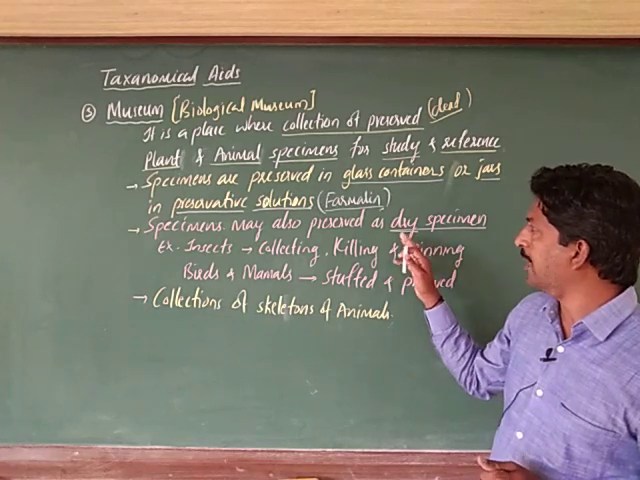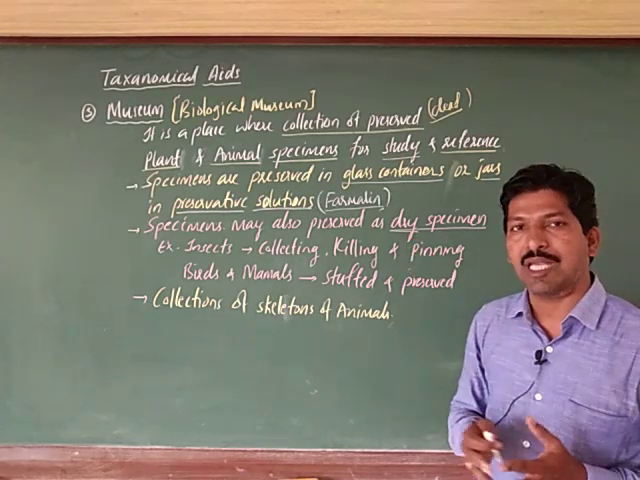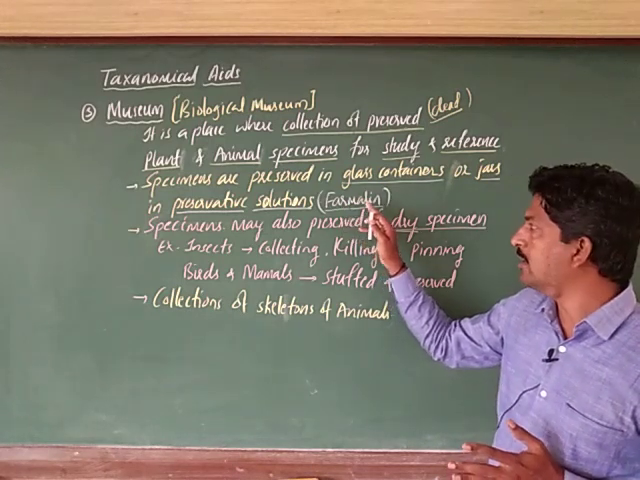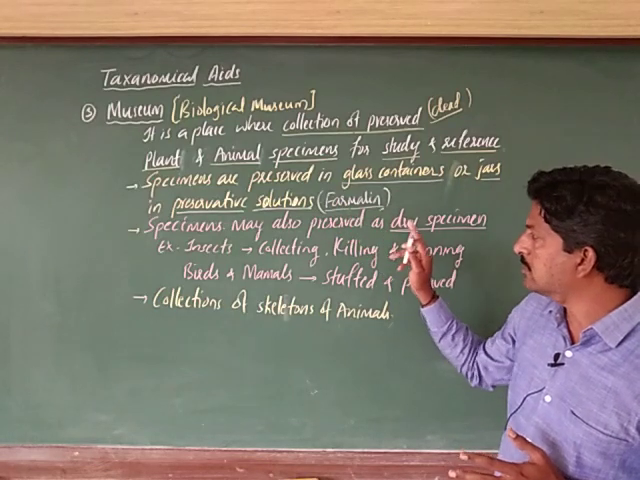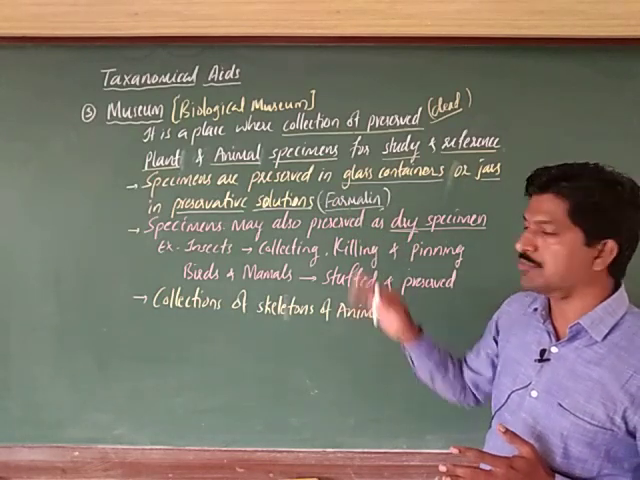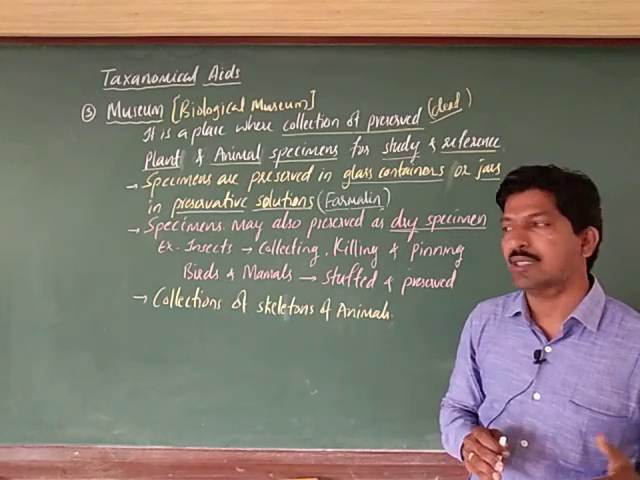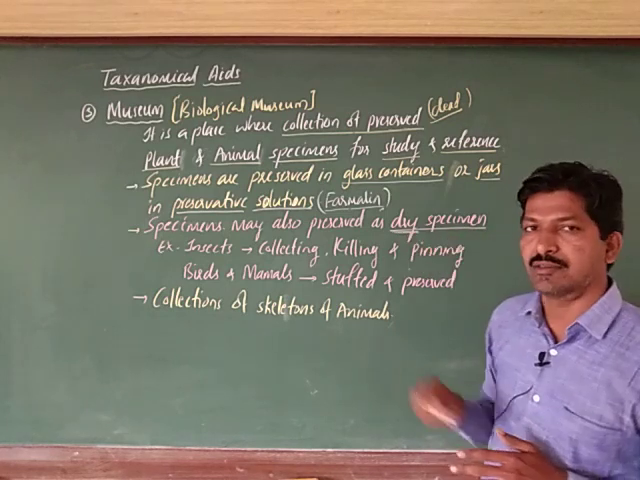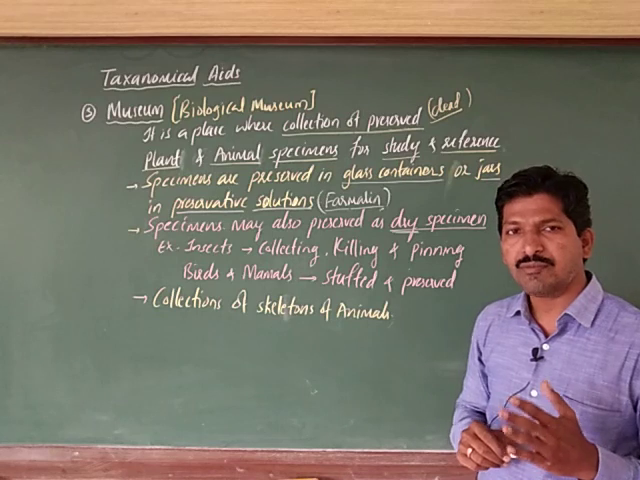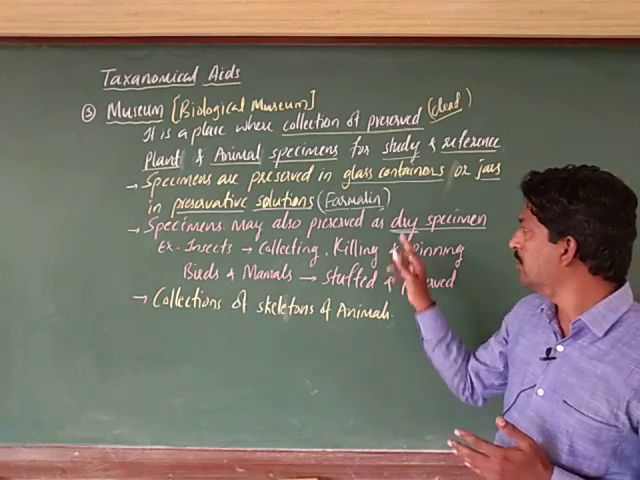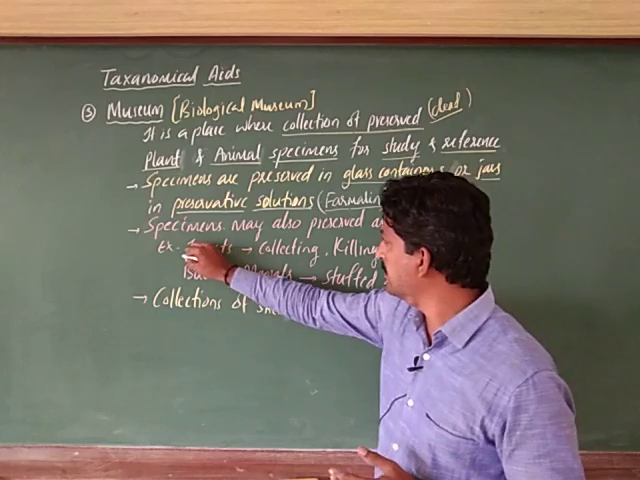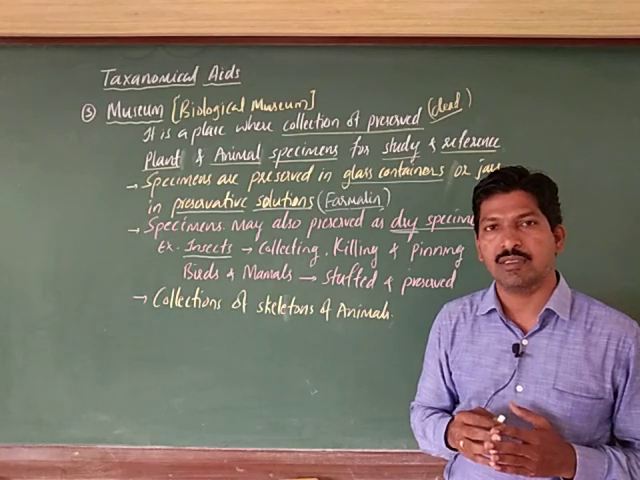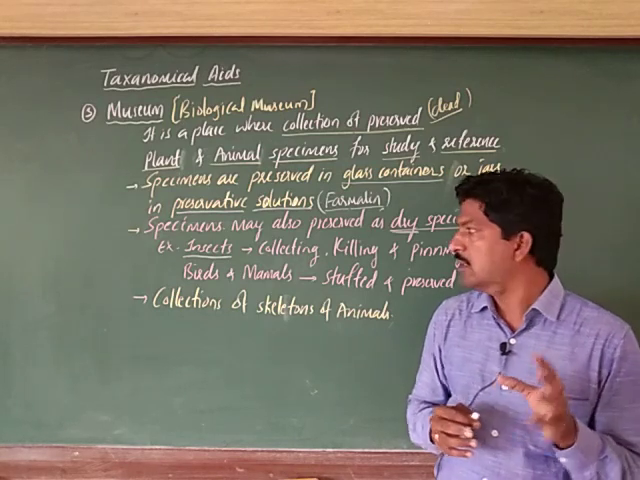Usually the maximum animals are stored in formalin, not in dry condition, but some specimens, either animal or plant, may be stored as a dry specimen, which is dried. Usually insects can be done. Take insects as examples. Insects do not have so much fleshy body. Sticky insects are there, no? And that can be dried.